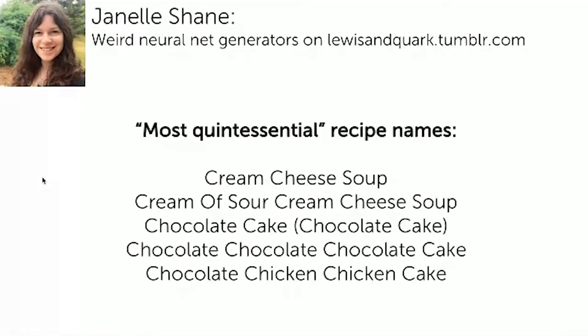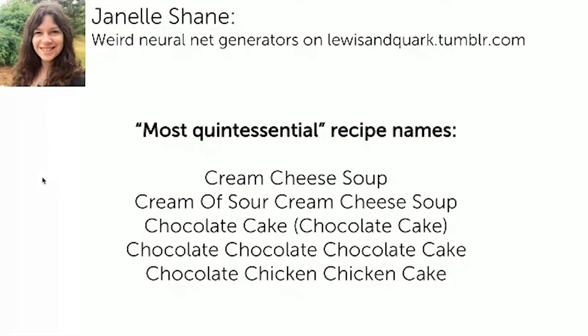For instance, generate me new recipe names that are a pretty safe bet, that are really conventional. And when you do that with her system, you get cream cheese soup, cream of sour cream cheese soup, chocolate cake, chocolate chicken cake, which are pretty awesome.